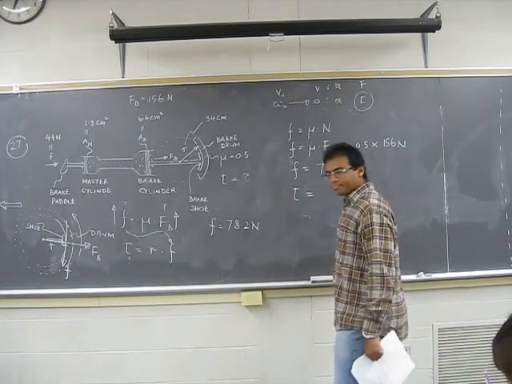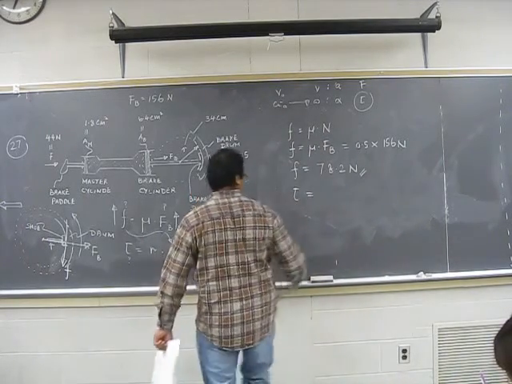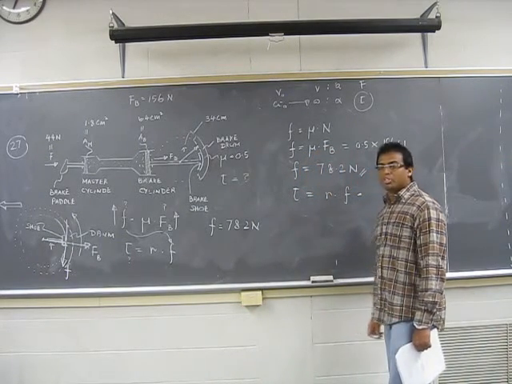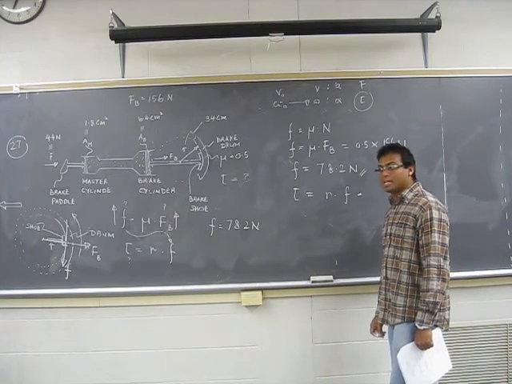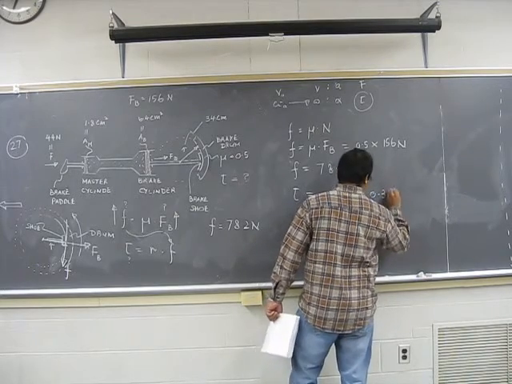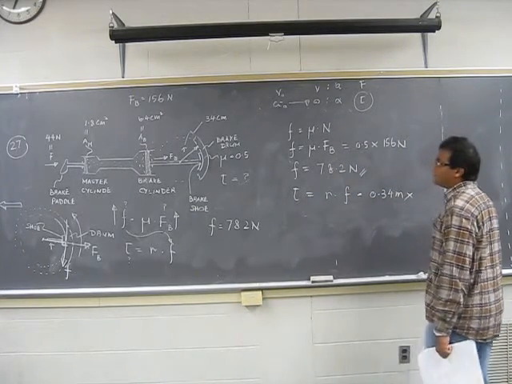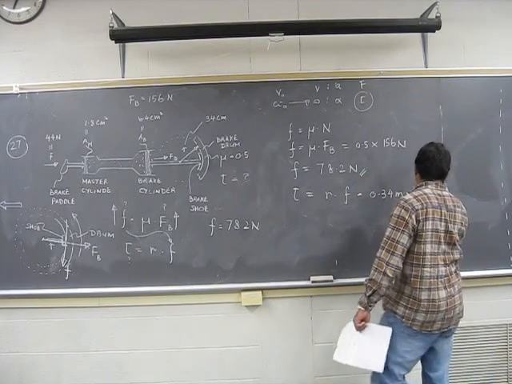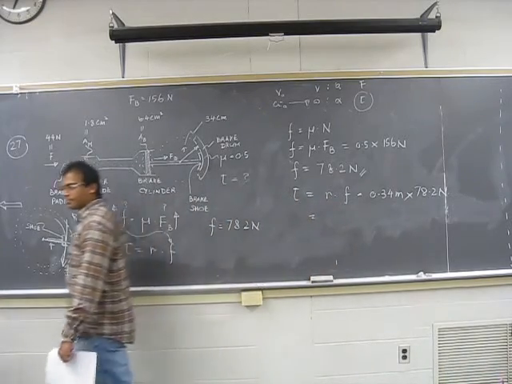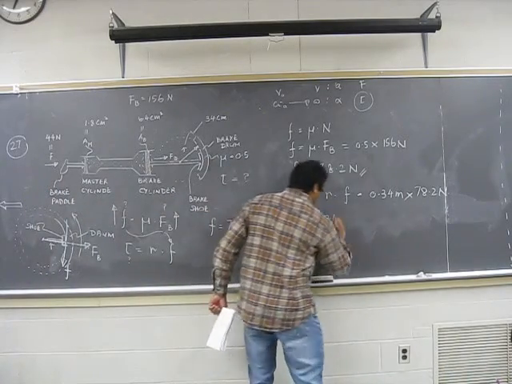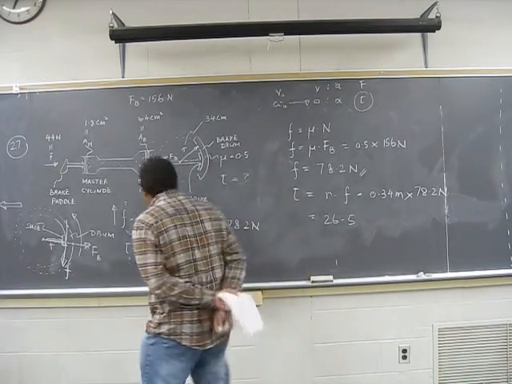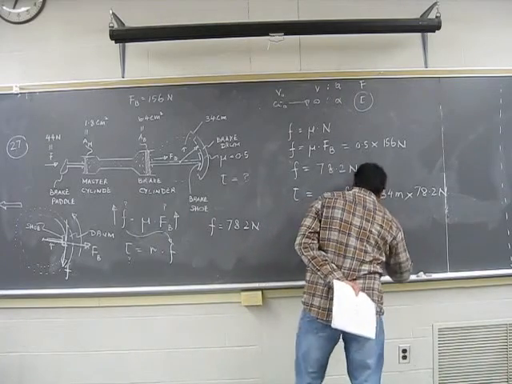Torque is what? Torque is R times F. What is your R? 34 centimeters. Now, can I use 34 centimeters as it is, please? No. That's right. So that is going to be 0.34 meters. And what is F? This is 78.2 newtons. Can you please give me a number? 26.5. What is it? Newton-meters.